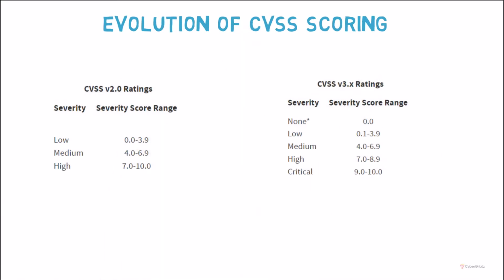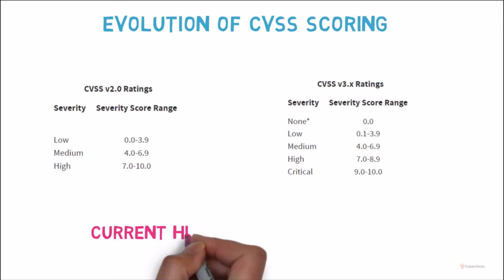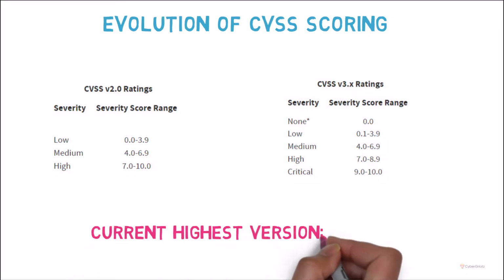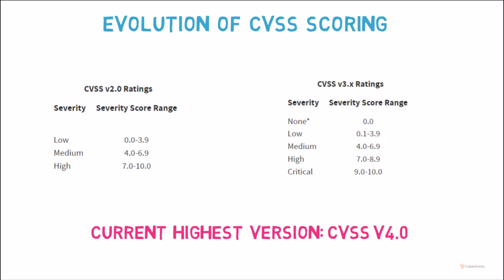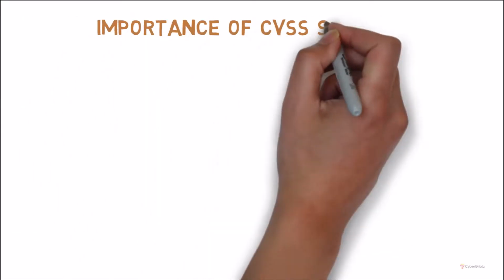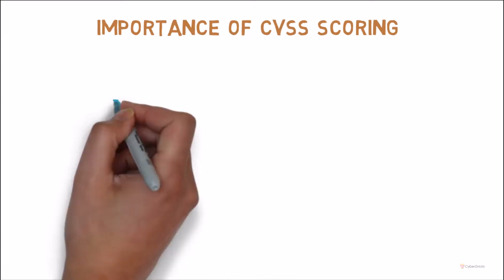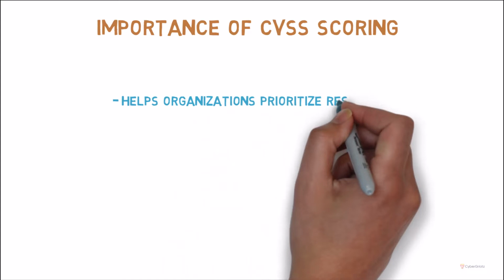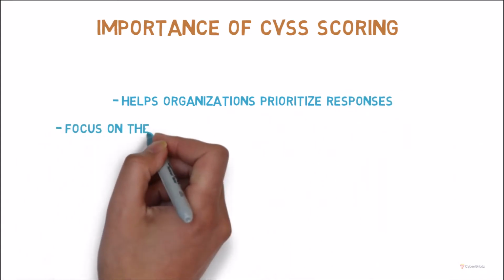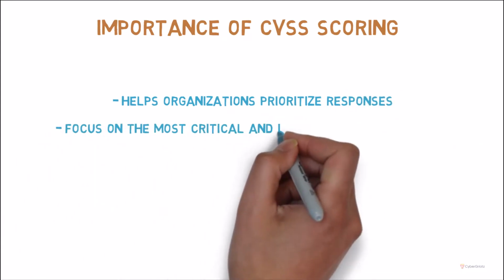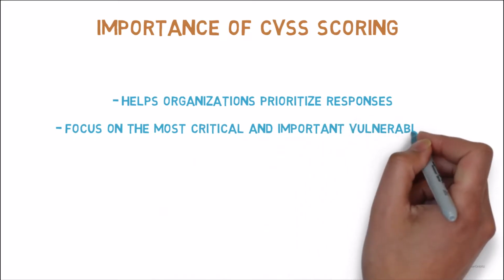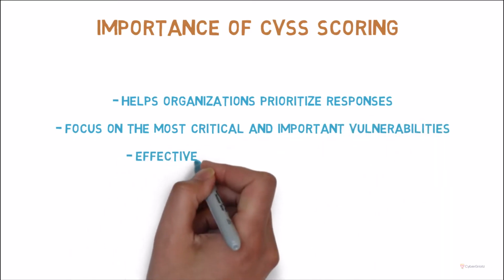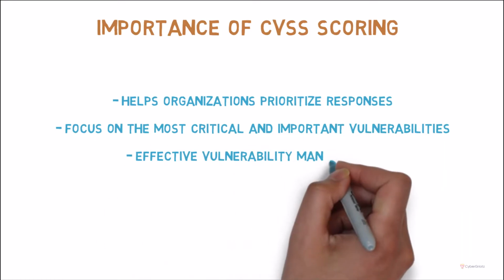Each version has incorporated feedback from the security community to ensure it remains a robust and effective tool for vulnerability management. CVSS scores help organizations prioritize their response to vulnerabilities, ensuring that the most critical issues are addressed first. Widely adopted by security frameworks and organizations, CVSS is a cornerstone of effective vulnerability management.